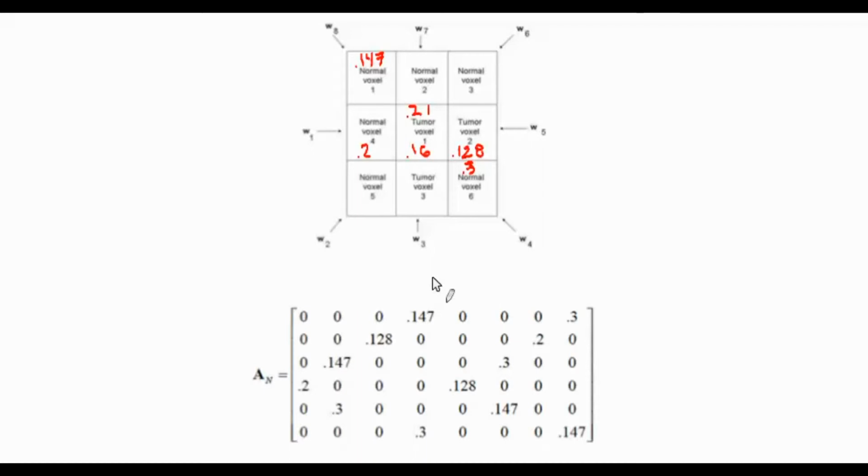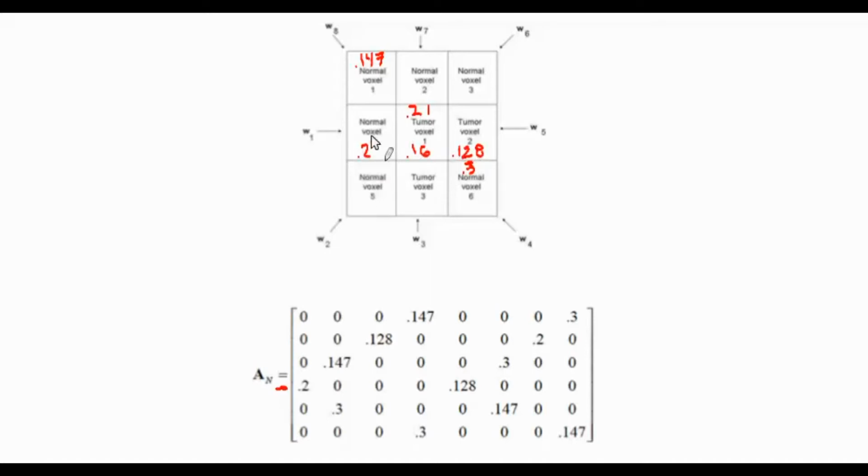Now let's make A sub n. We can do that first by considering normal voxel 4. Normal voxel 4 corresponds to the fourth row of A sub n. Clearly, normal voxel 4 gets radiation from beam 1 and beam 5. And we've written down here that if, for example, you consider what radiation is coming in from beam 1, and the intensity before it hits any voxel is W sub 1, the amount of radiation that normal voxel 4 gets is 0.2. The next voxel is 0.16. The next one is 0.128.